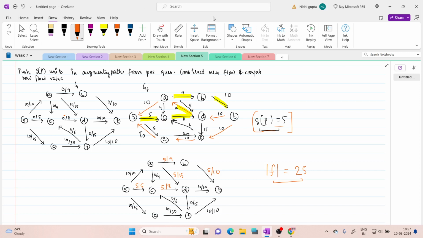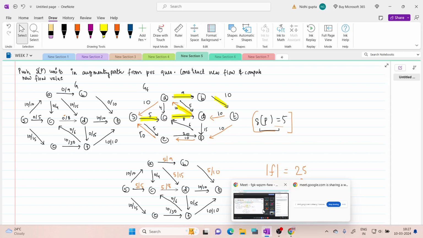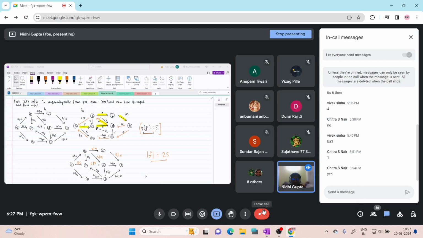So now the next question. Is this question clear to everyone? Given an augmenting path, how to construct a new flow? Keep in mind, first of all, the flow of only those edges will be changed which appear in the augmenting path. If it is a forward edge in an augmenting path, then we add the path capacity to the original flow. But if it is a backward edge, then we decrease by the path capacity. So this is the rule. Is this clear to everyone? Any doubts?